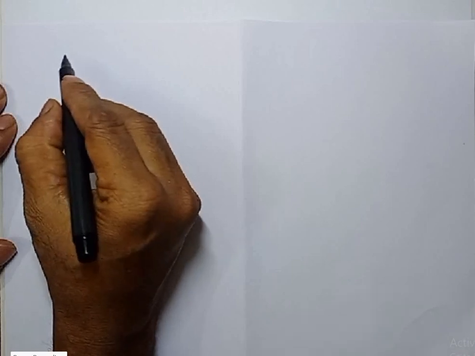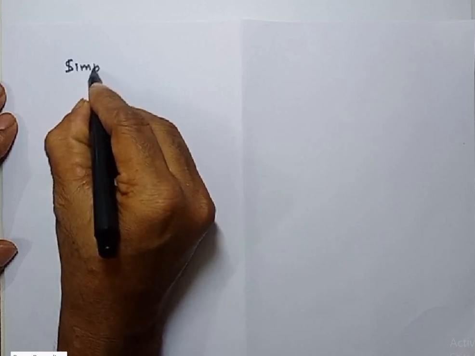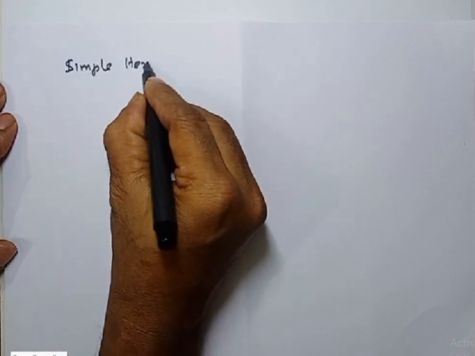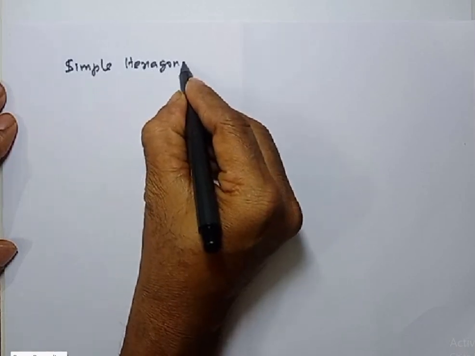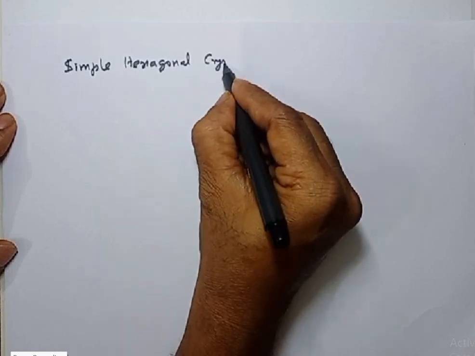How to find Miller indices for hexagonal crystals, or simple hexagonal crystals. Okay, let me write here: simple hexagonal crystals.